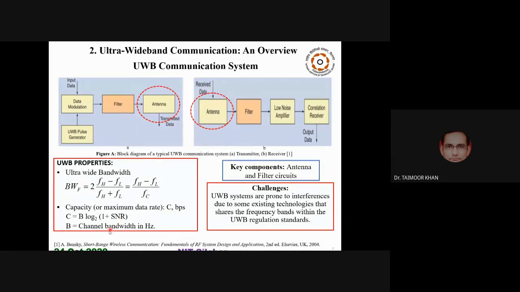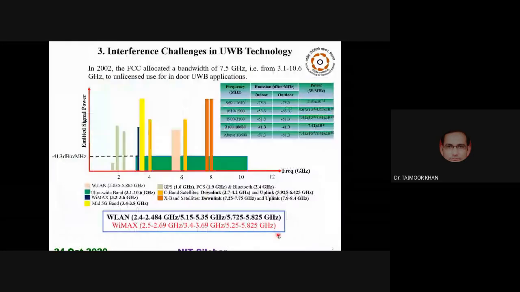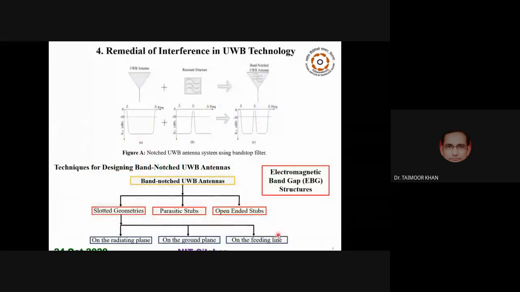Then here are the UWB properties. Finally, the key components of UWB are the antenna as well as the filter. Then finally, UWB systems are prone to interference due to some existing technologies that share the frequency band within the UWB regulation system. And now, coming to how to overcome the challenge of that interference.